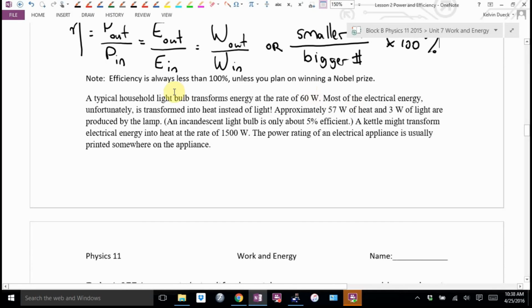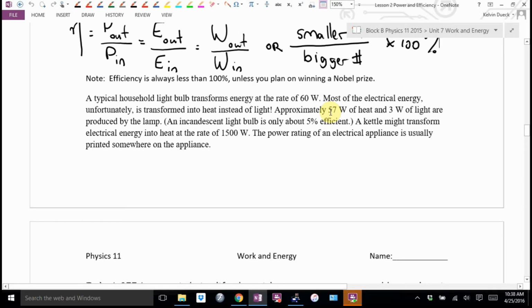A typical household light bulb transforms energy at the rate of 60 watts, 60 joules per second. Most of the electrical energy, unfortunately, is transformed into heat instead of light. About 57 watts is heat. Some of you may remember there's even a toy that you could buy as a child called an Easy Bake Oven, which used a light bulb to do the baking. Only about 3 watts are light. An incandescent light bulb is only about 5% efficient.